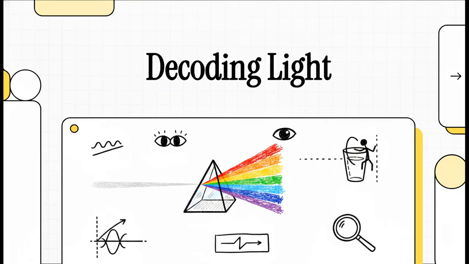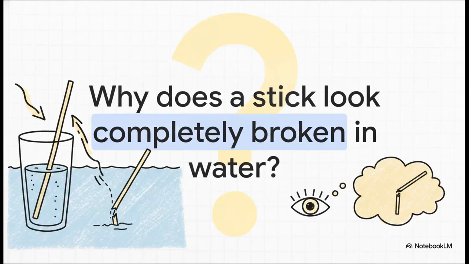Today, we're going to decode something that honestly looks like pure magic, but is actually just fundamental physics. We are diving into how light travels, how it bends, and how it sometimes gets completely trapped, totally tricking our eyes in the process. To get us started, picture something you've probably seen 100 times.